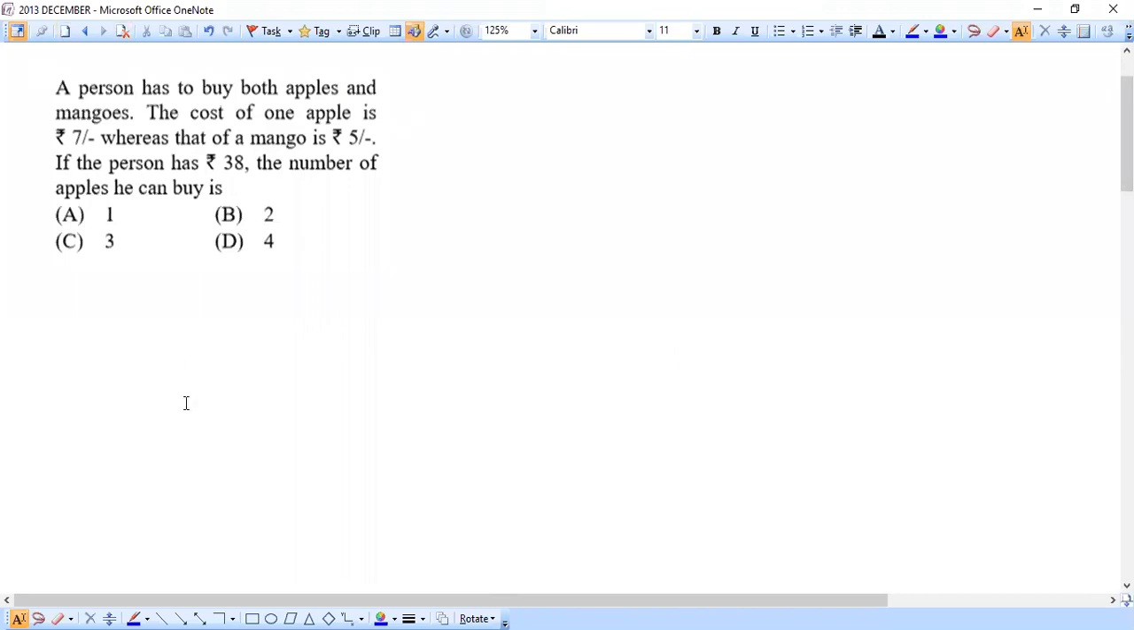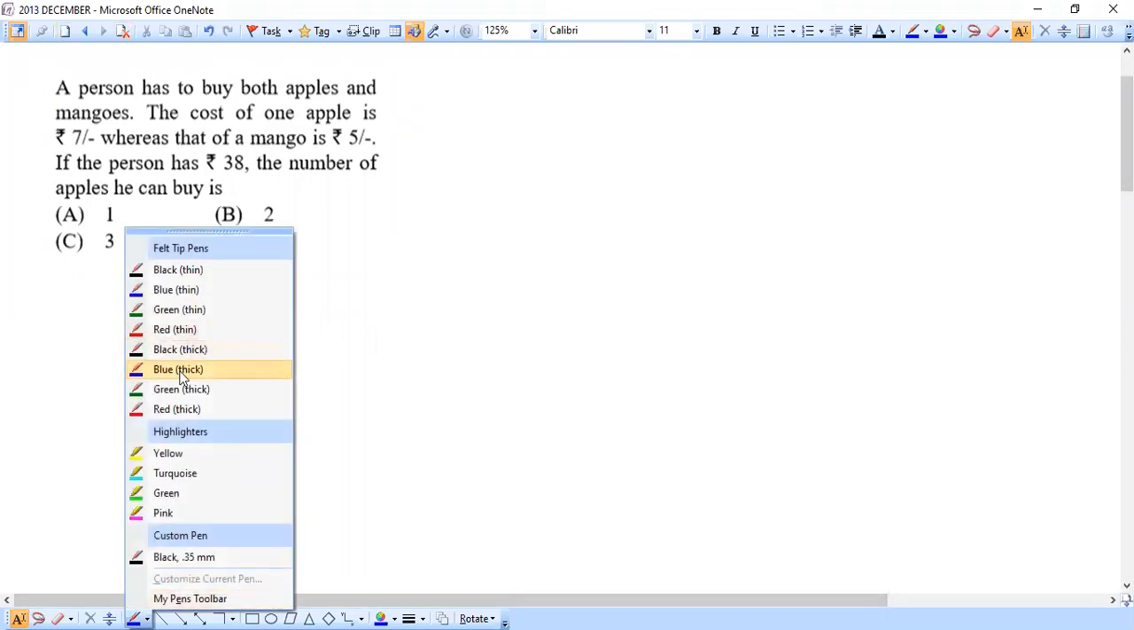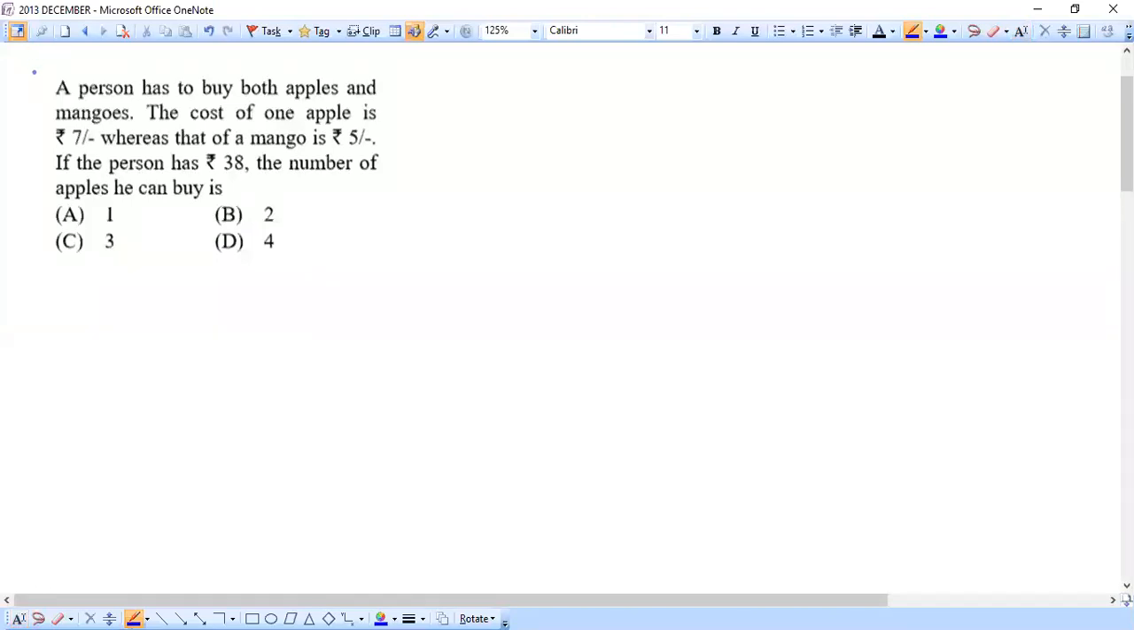Question number 1 is actually from numbers. So, let's give a try. A person has to buy both apples and mangoes. So a person is going to shop. The person is supposed to buy apples and also mangoes. And let's see what else is given for us. The cost of one apple is rupees 7 and the cost of one mango is rupees 5. So one apple is 7 rupees and one mango is 5 rupees.